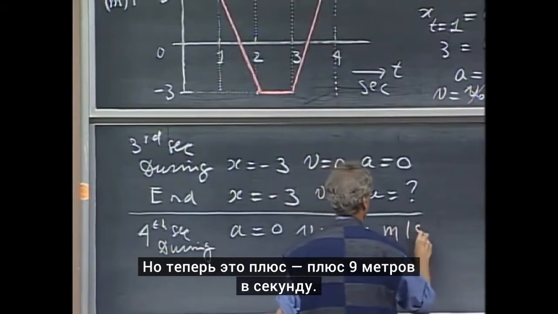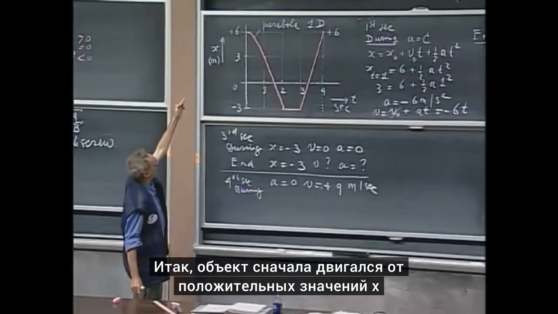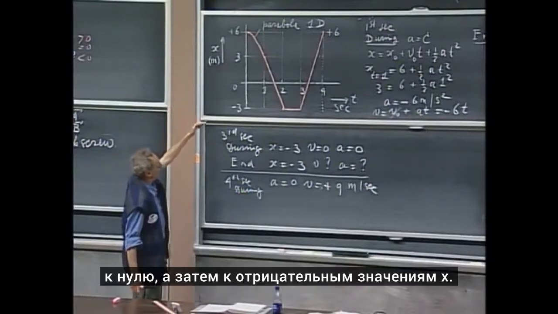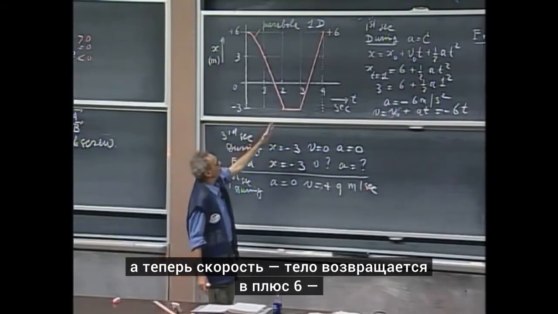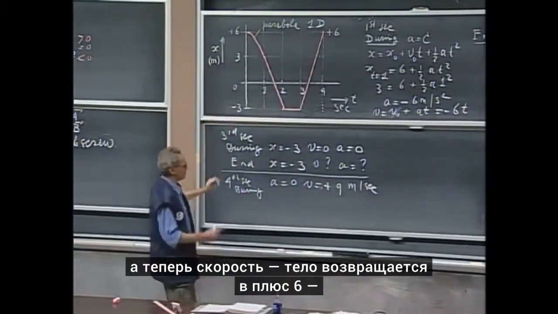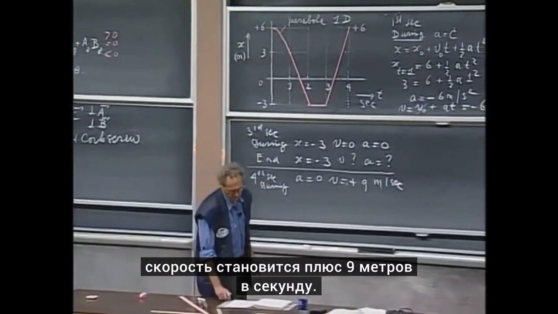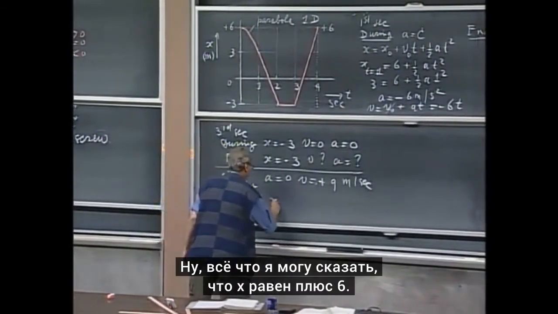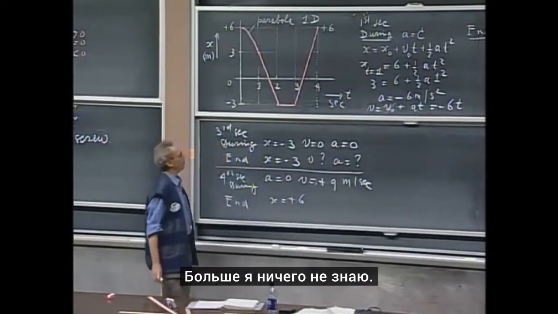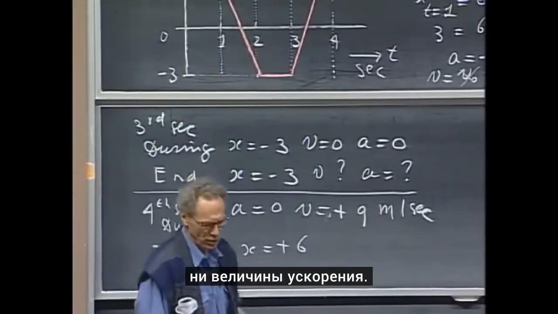9 meters per second. So the object first went from positive values of x to 0 and to negative values for x. During all that time, the velocity was negative by our sign convention, and now the velocity goes back to plus 6. The velocity becomes plus 9 meters per second. What is the story at the end of the fourth second? Well, all I can say is that x equals plus 6. I don't know much more. I don't know what the velocity is, neither do I know what the acceleration is. The plot stops there anyhow.